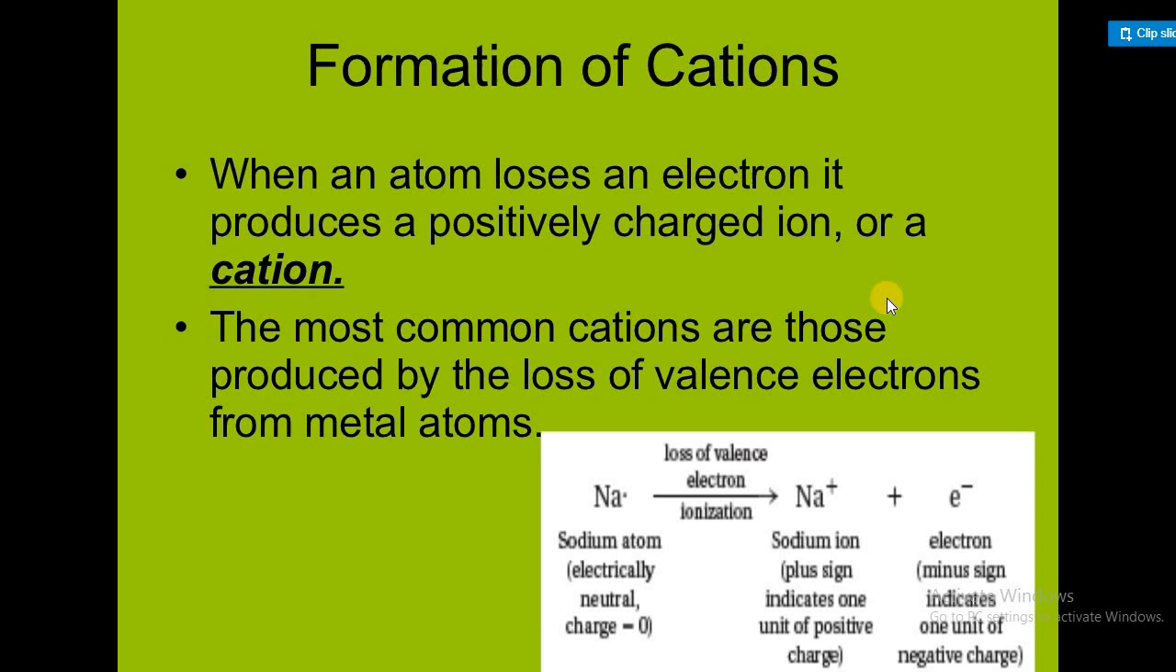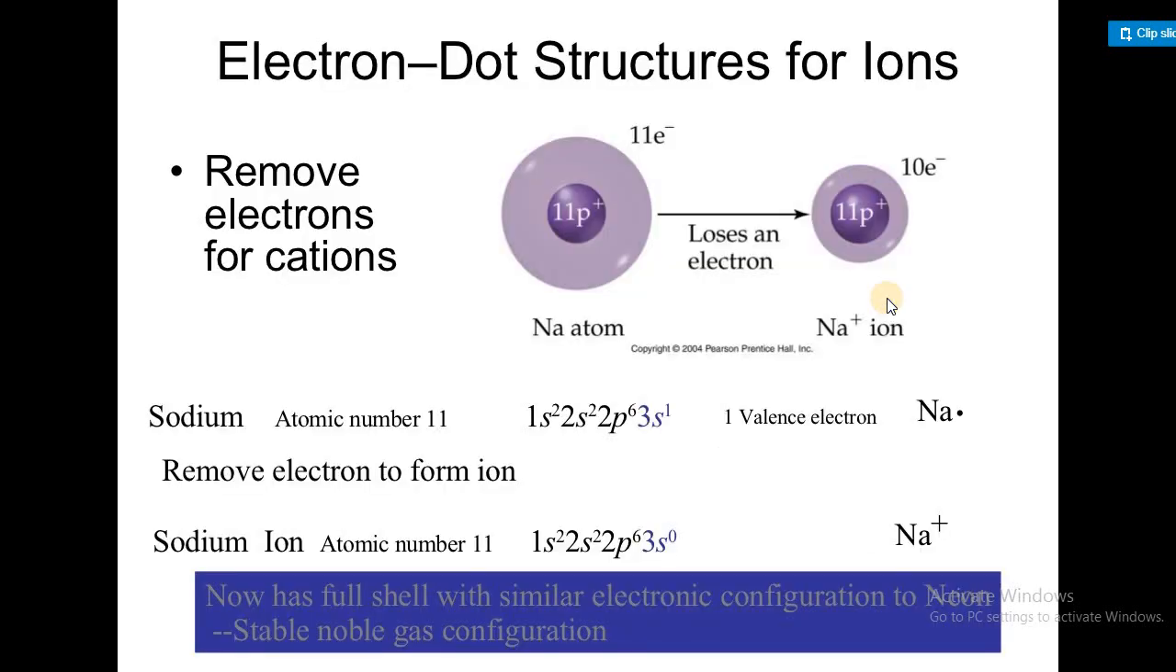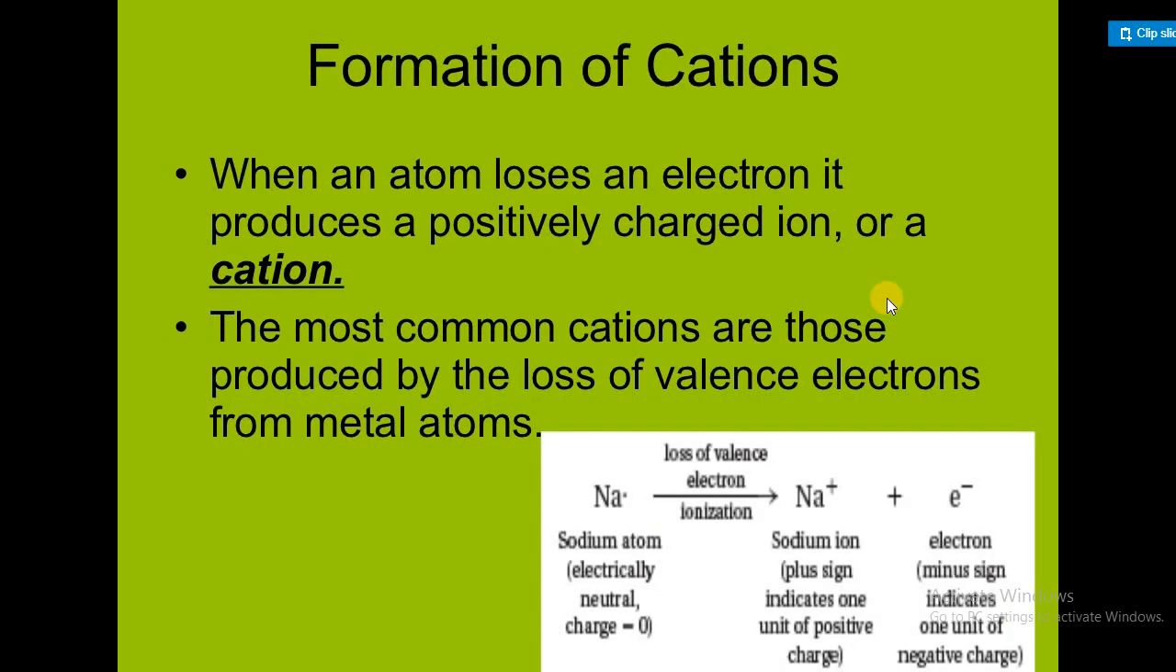You can come back to the video anytime and get these notes. I'm going to go further now. The dot and cross diagram is very important in showing the formation of ionic compounds, how ionic compounds can be formed. In my next video I'm going to explain how we can use the dot and cross diagram to show the formation of ionic compounds.